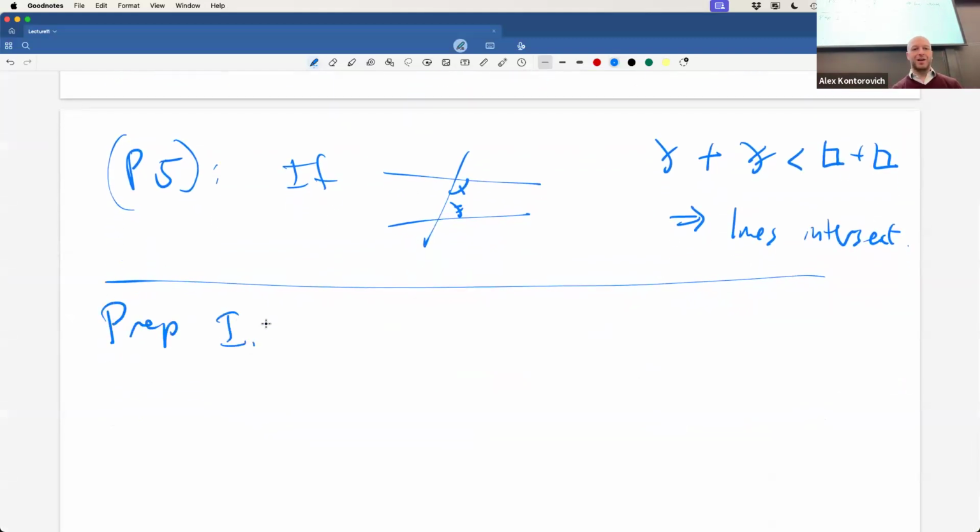Proposition I-46. Remember, we start with an equilateral triangle. Now we're going to construct an equilateral four-sided figure. To construct is the way that he would say it.